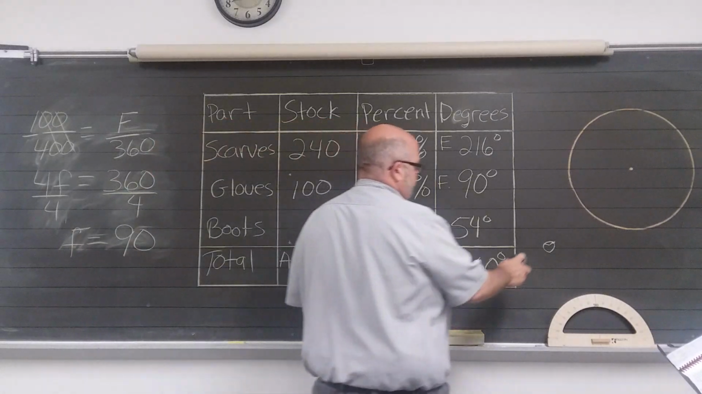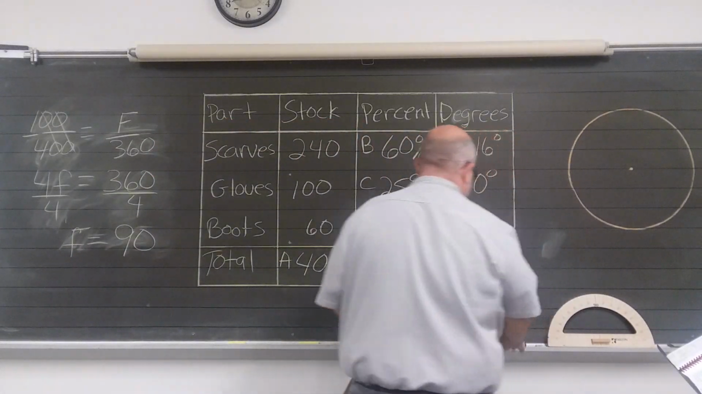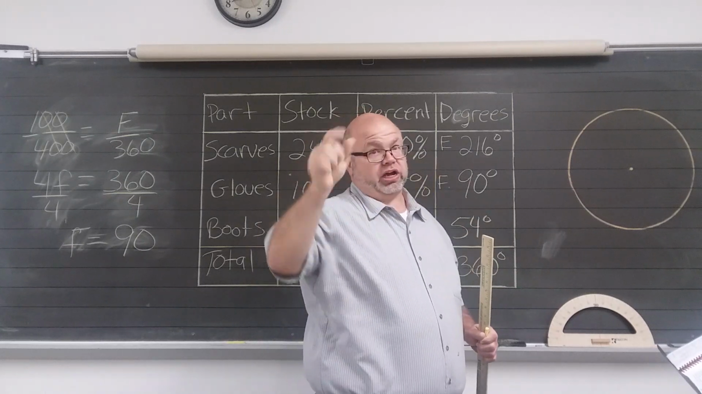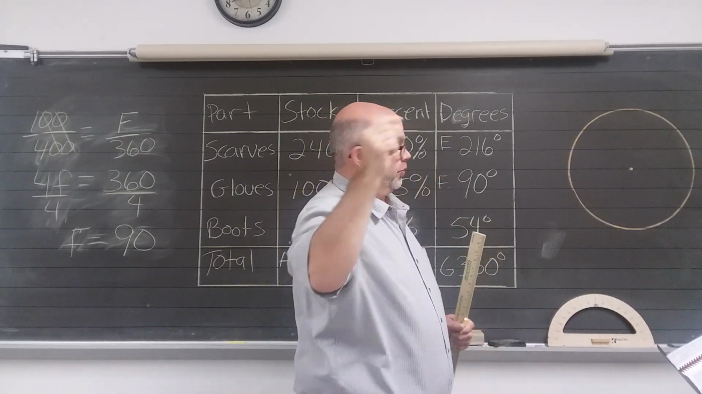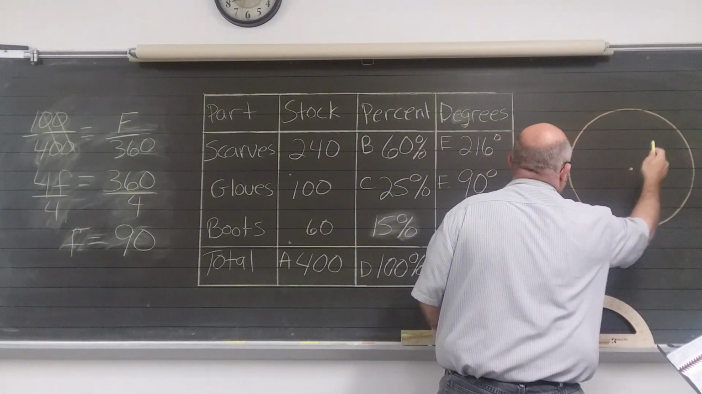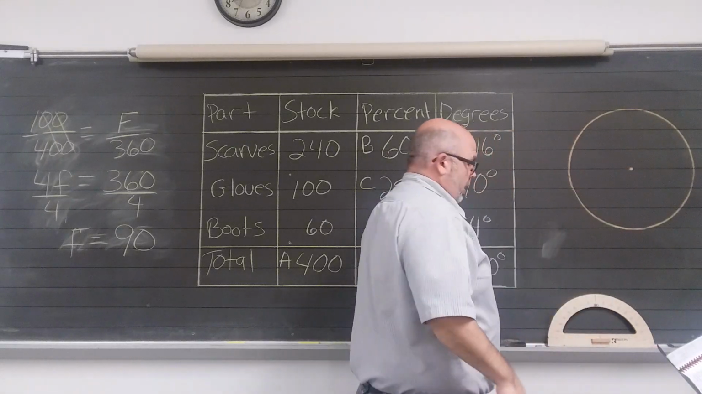Make sure the circle's big enough. You have a compass, that thing with the point on one end and the pencil on the other end. That's your compass. You can make perfect circles with those. Put a dot on the center, and then put your point there, and make the circle.